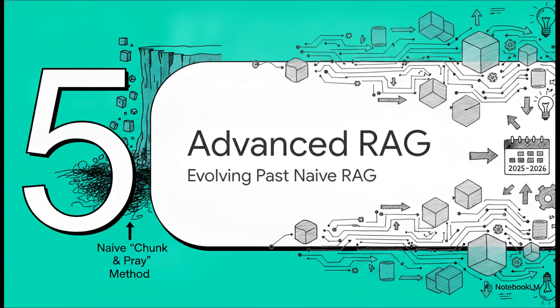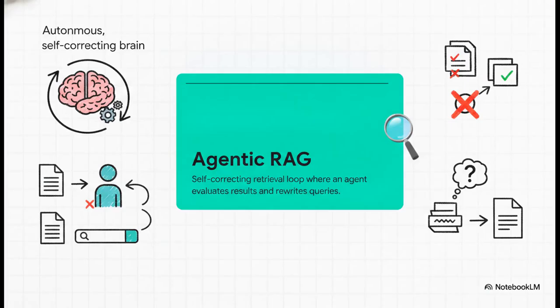That's Section 5, Advanced Architectures. To survive the production cliff, we have to evolve way past the naive chunk and pray method. The first massive upgrade is Agentic RAG. See, traditional RAG is a static, one-way pipeline. Agentic RAG turns this into an autonomous, self-correcting brain.